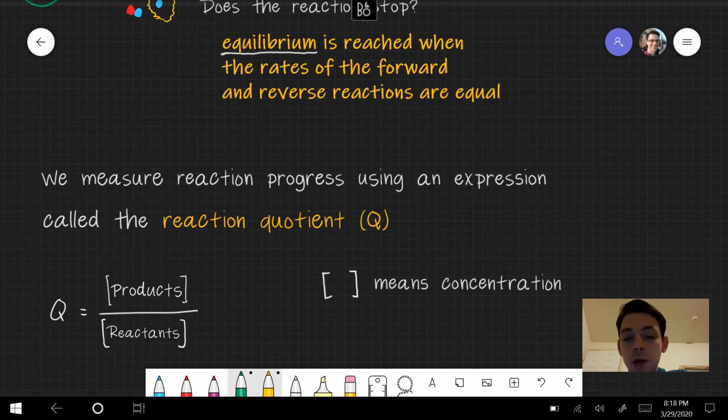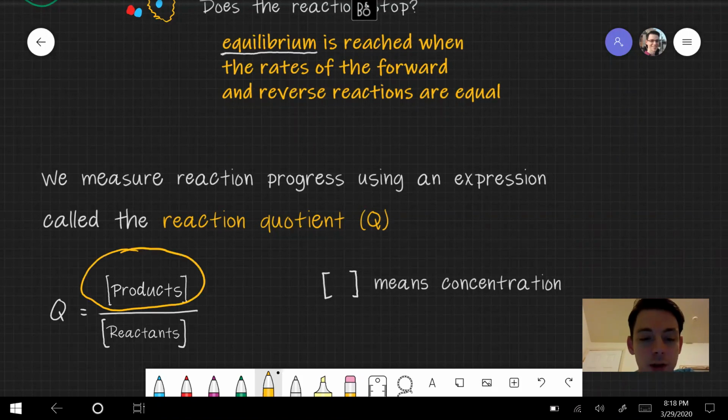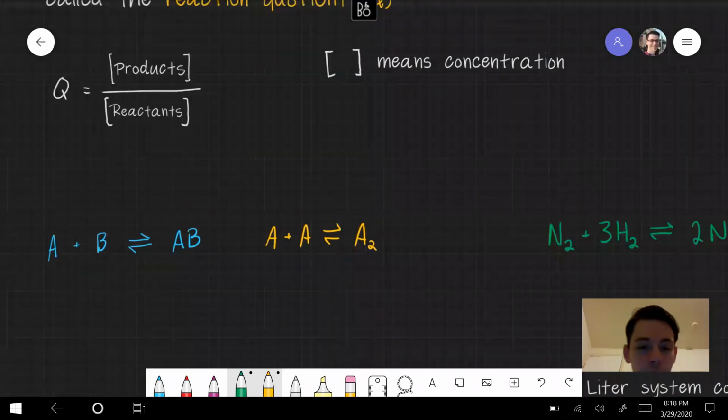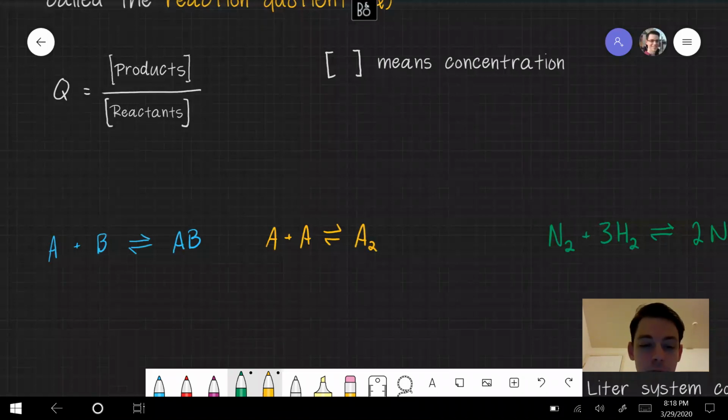Reaction quotients, symbolized as a capital Q, remember lowercase q is heat, are defined as the concentration of the products over the concentration of the reactants. If you remember, brackets around something means the concentration of that thing. It's just a shortcut for writing concentration of something. Okay. So let's see what this could look like with some examples. I have 3 examples here that we're going to try. First one is A and B making AB, just like we saw in the above example.